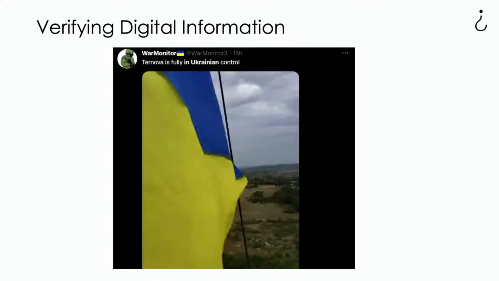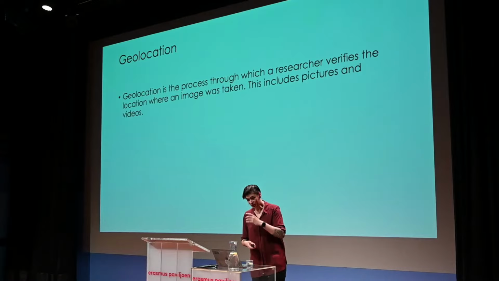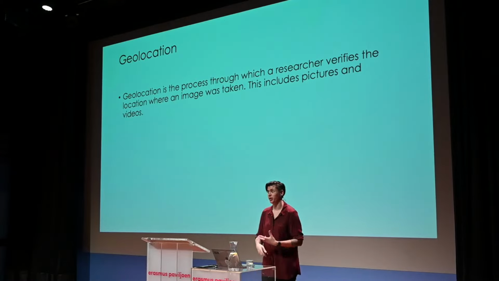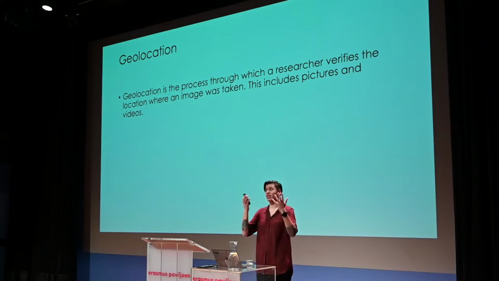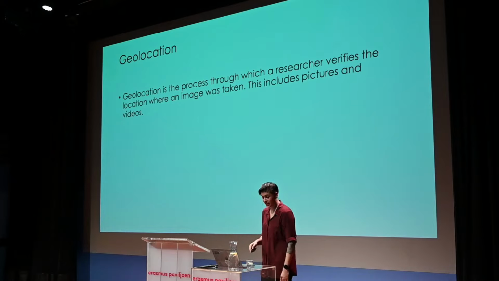This one, for instance, there's not a lot of information to go on. You have a Ukrainian flag. Yeah, I have no idea. But luckily there's geolocation. I mentioned it a couple of times. So geolocation is the process where you take footage, like the images I just showed you, and you use reference material to check if the location is indeed where they say it is.